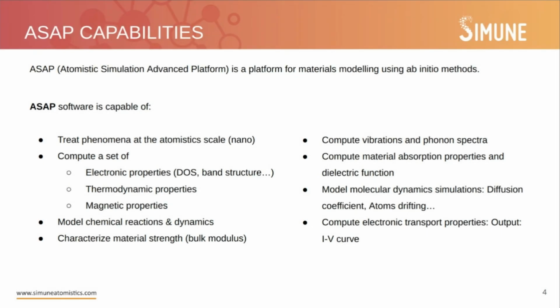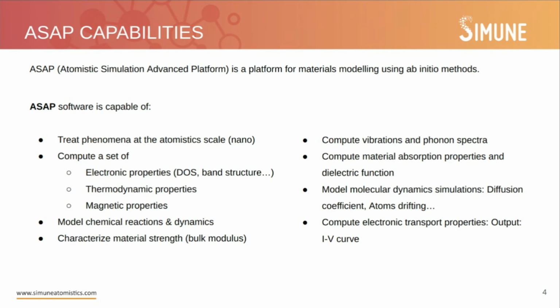HAZAP is capable of doing several things. In general, it treats phenomena at the atomistic scale, so nanophenomena. It can compute a set of electronic, thermodynamic, and magnetic properties. It can model chemical reactions and dynamics between atoms, and characterize material strength. Specifically, it can calculate the bulk modulus to understand how strong a material is.